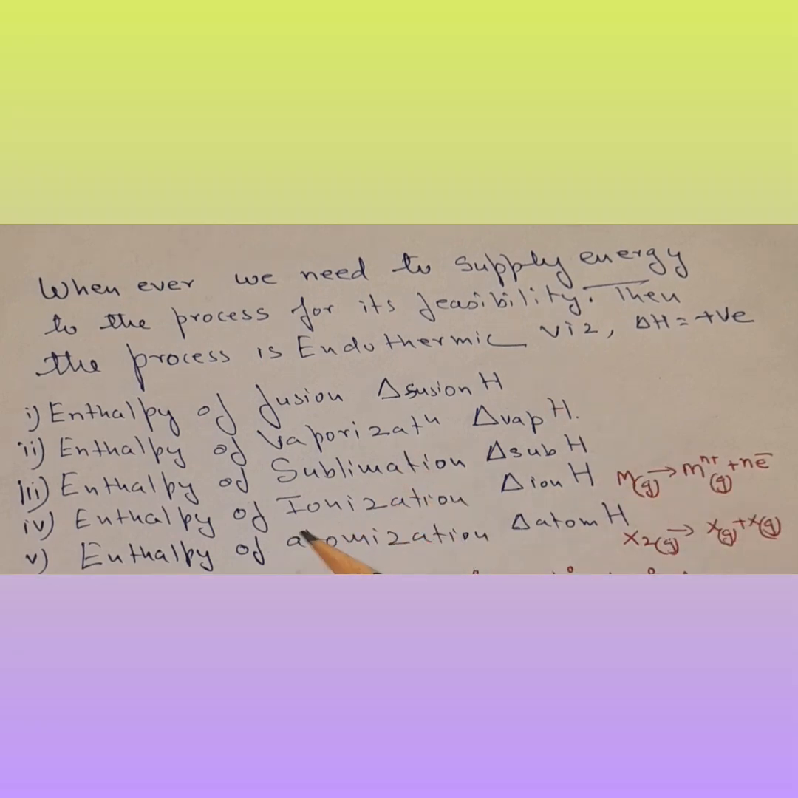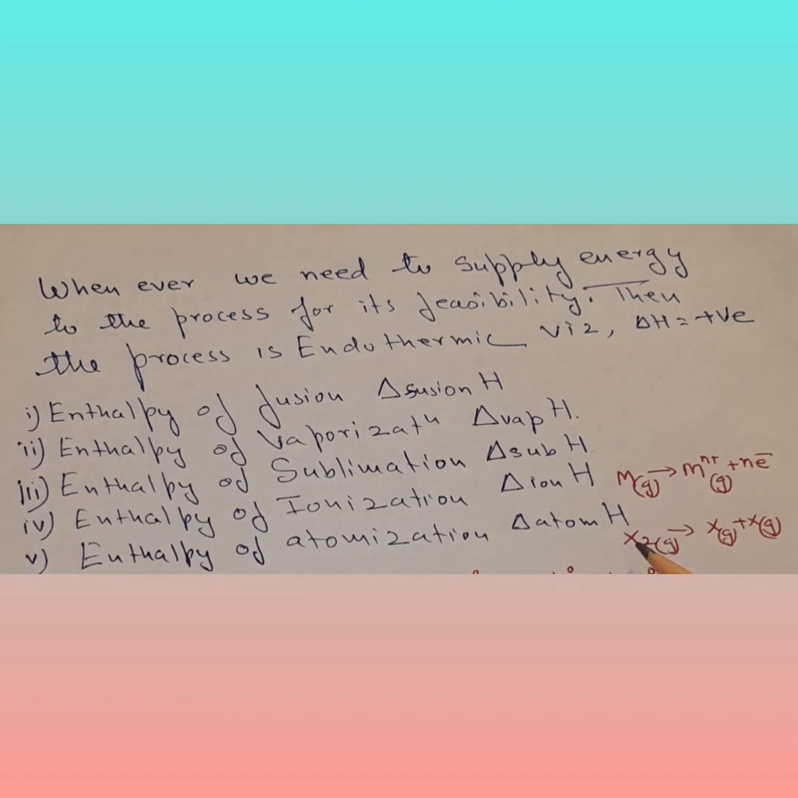Then in case of enthalpy of ionization, it is stripping of electron. Suppose you have a metal in gaseous state. In order to ionize it, you have got to strip an electron. We know there's something called ionization potential. So the energy required for stripping an electron from the metal also is positive because energy is required. Del H is positive.